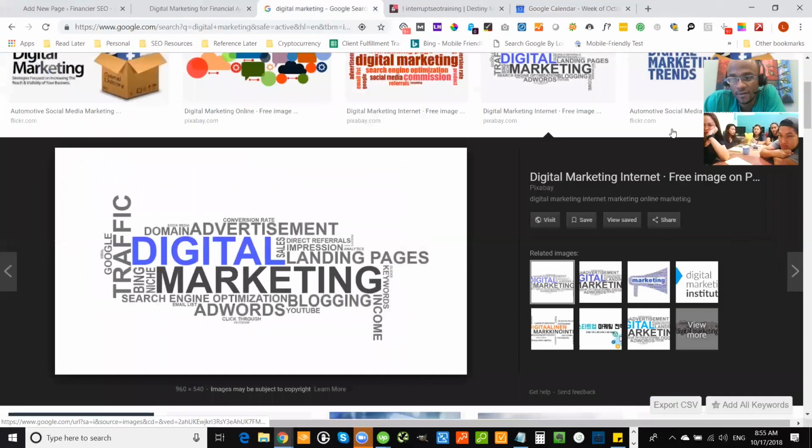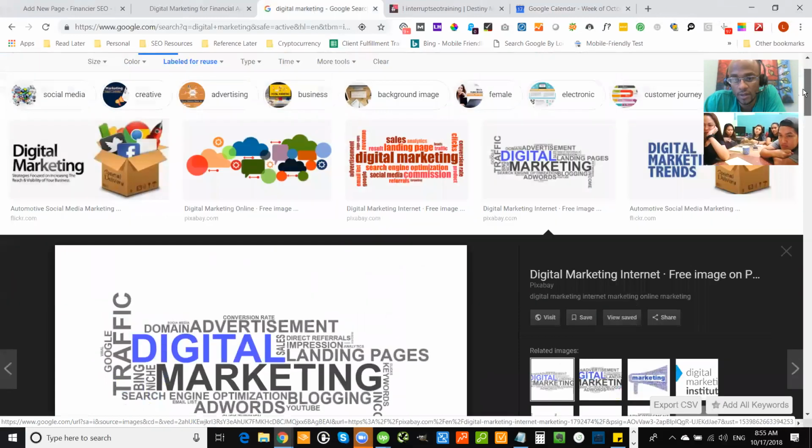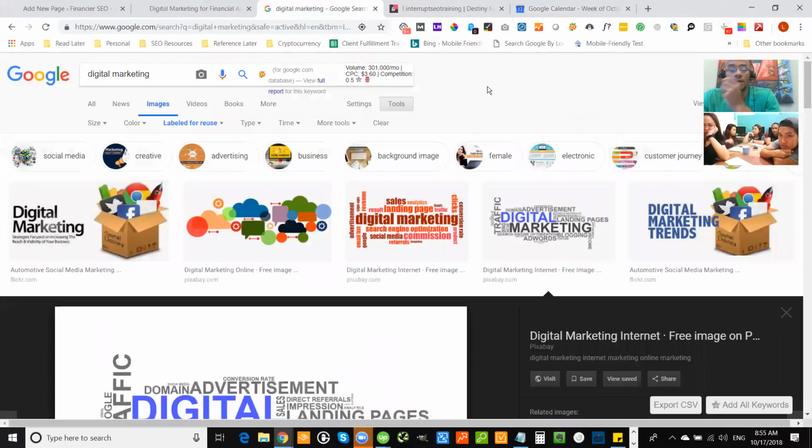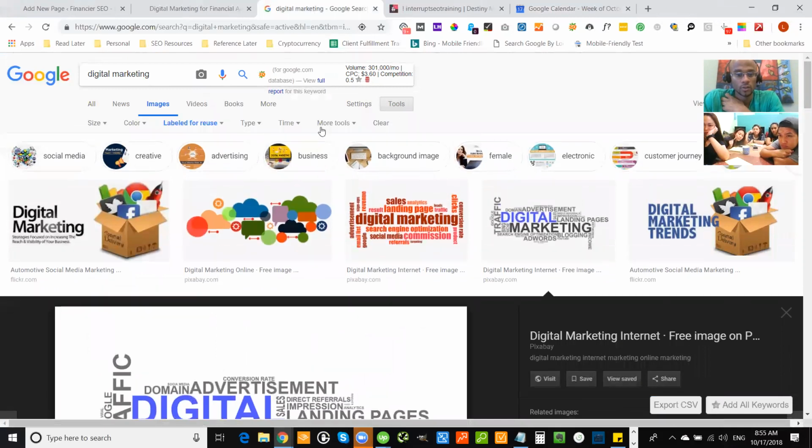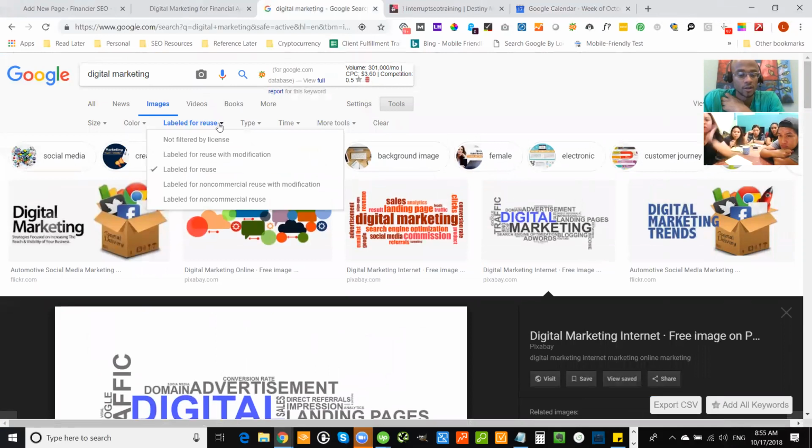So when you're trying to find a free photo on Google, and some of you may already know this little trick, let's say my website is about digital marketing. You would go to Tools, and then this third option here has different options: label for reuse with modification, label for reuse, label for non-commercial reuse or modification, and so forth. You want to make sure that you pick labeled for reuse.